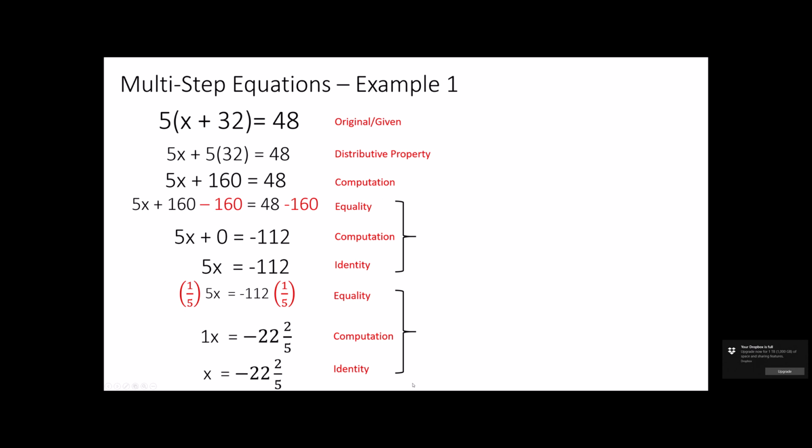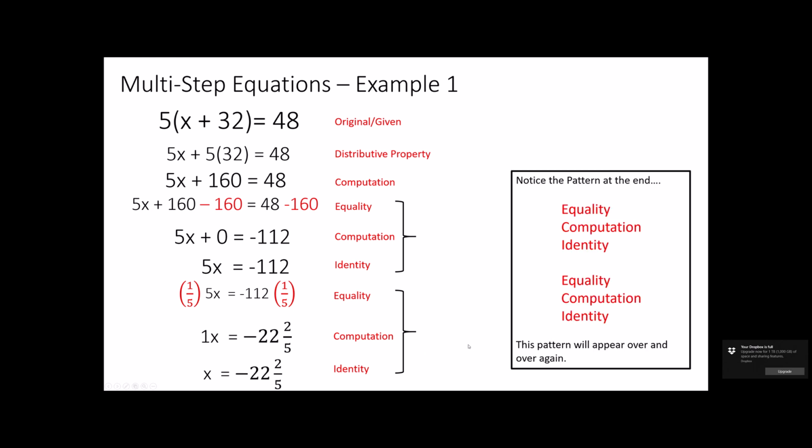Occasionally, I've got another step underneath that we'll talk about farther down the road, but for the most part, if you do your distributive property early on in the problem, and then you just simplify things a little bit, you usually can get something that's very predictable, making your job a whole lot easier. I made a little note over that. Equality computation identity happens over and over again.